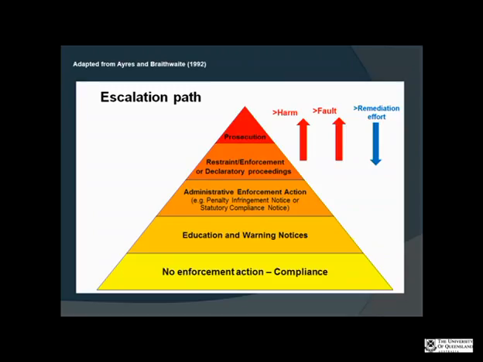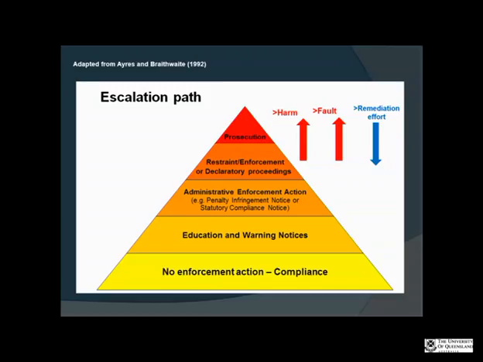One of the things to remember, this is the escalation path. So this is looking at how people respond to harm and fault. It's a really good rule of thumb. You again would expect to find an exam question on something like this. This idea of when there's a certain level of harm, a certain level of fault, but zero remediation effort. What do you think? Are they more likely to be prosecuted? However, when there is a low level of harm, there's a low level of fault, but a high level of remediation effort, well, then you would find that they would be less likely to be prosecuted.